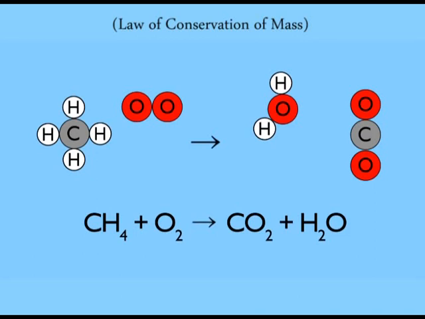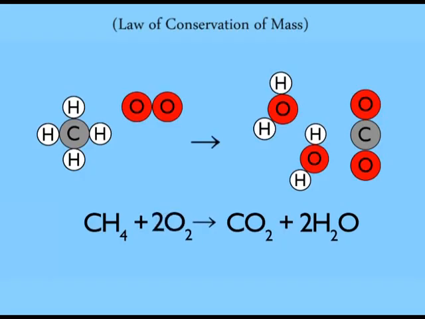To balance the hydrogens, we need to add 2 more hydrogens on the right. To do this, we add another water molecule. The carbon and hydrogen balance, but we have 4 oxygen in the product, but only 2 in the reactants. So we add another oxygen molecule to the reactants. Now we have conserved mass.